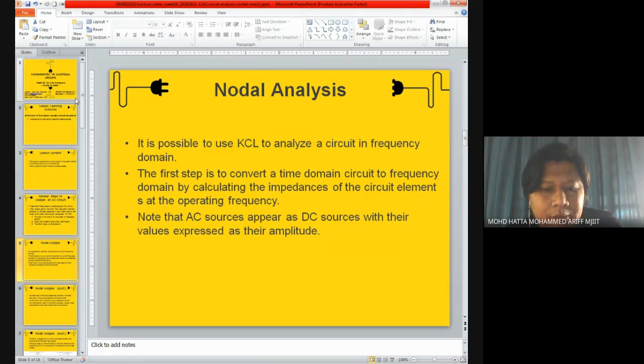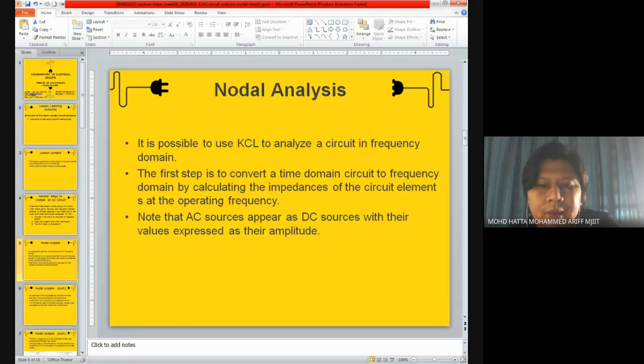Note that the AC source appears as a DC source with its value expressed as its amplitude. This is related to how we draw the circuit after we transform it into the frequency domain. Sometimes, to make our calculation easier, or to make the circuit graphically easy to understand, we draw the AC sources as DC sources.